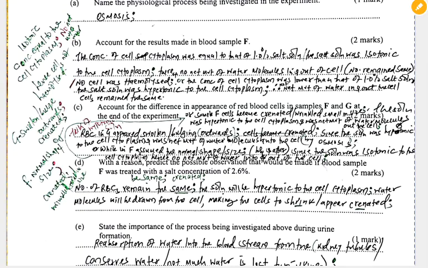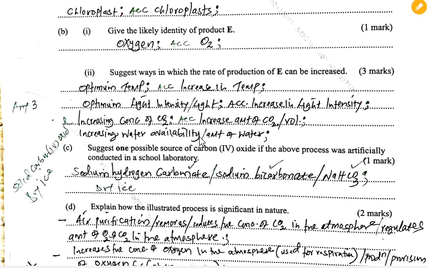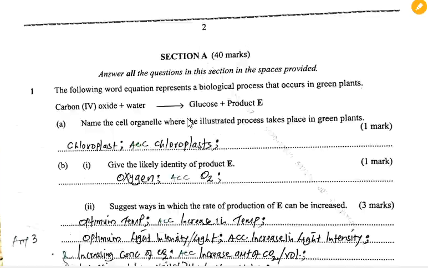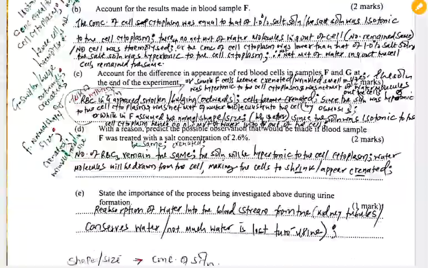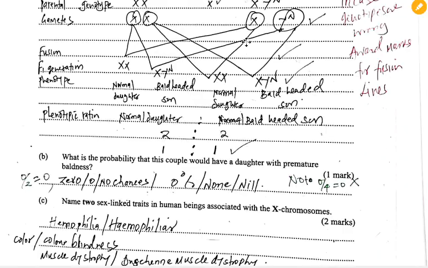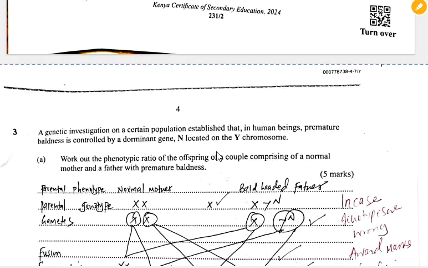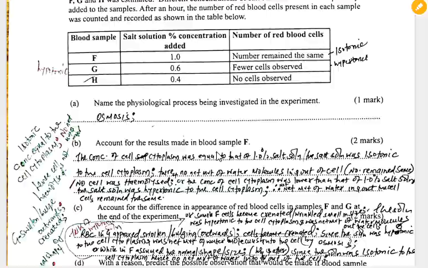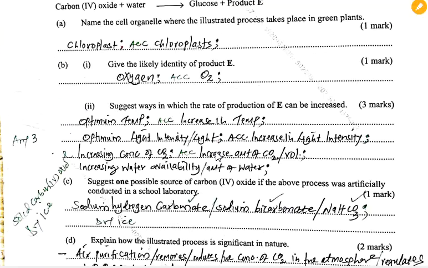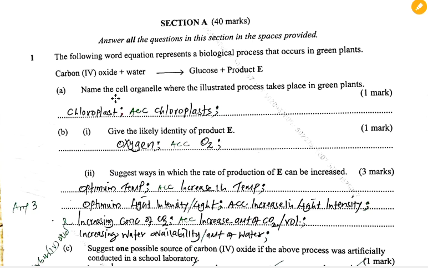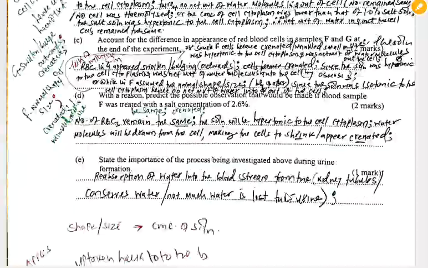And basically in paper 2, we must have a question on genetics. For example, this is the one on genetics. Then another question will have experimental biology. For example, this one is experimental biology, talking about an experiment.